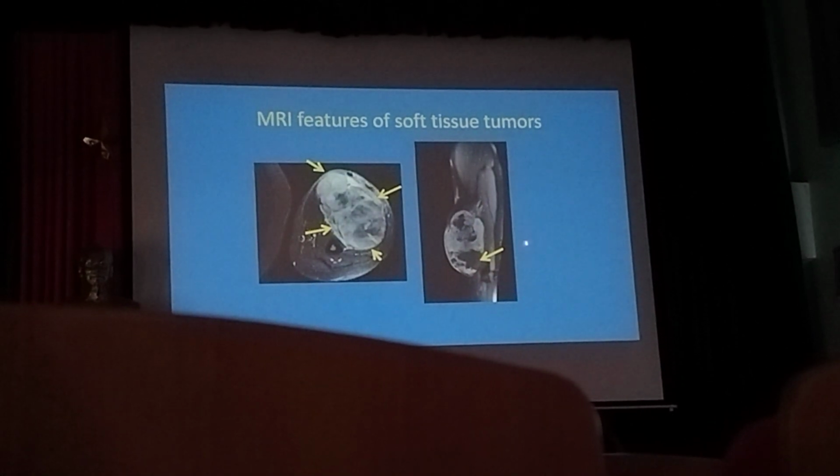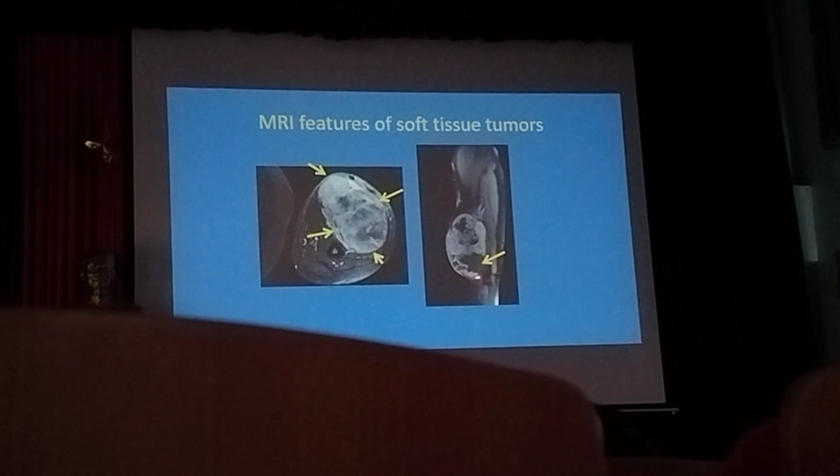This is an example of a malignant mass that is heterogeneous, large, and has an area of necrosis.